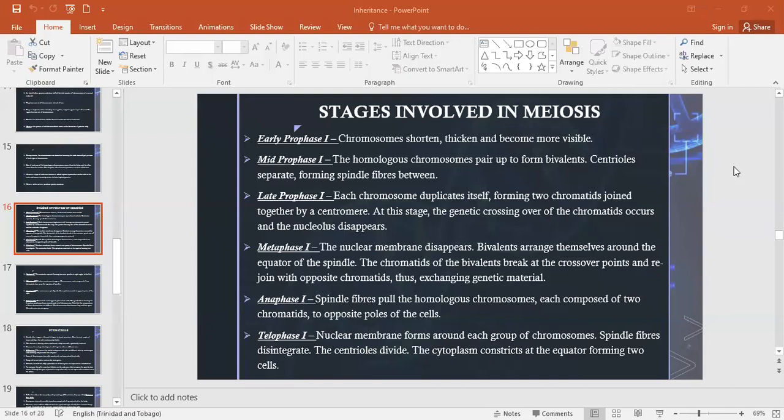So after our prophase stages, we have metaphase. Again, this is where your bivalents, so all of the 2 pairs of chromosomes, will line up on the equator of the spindle.